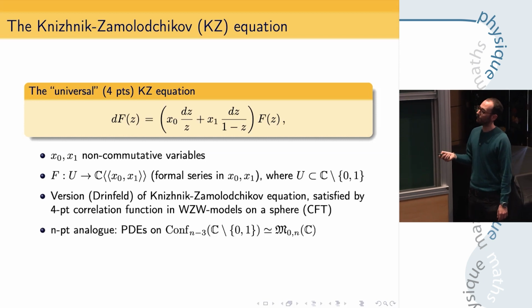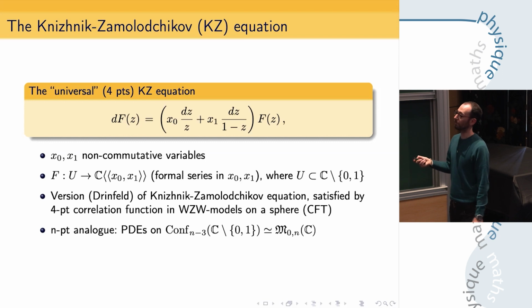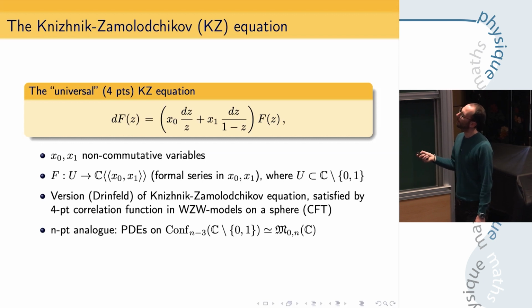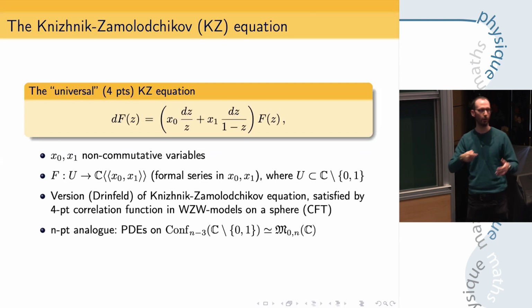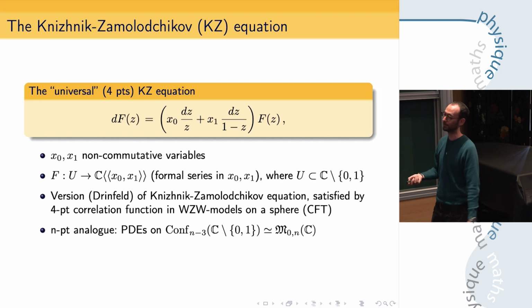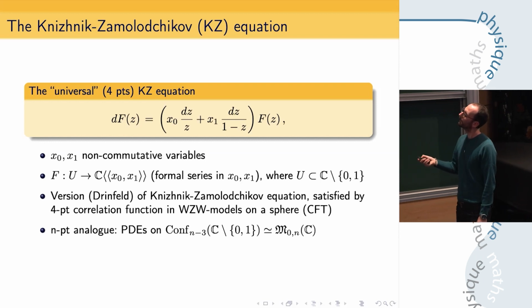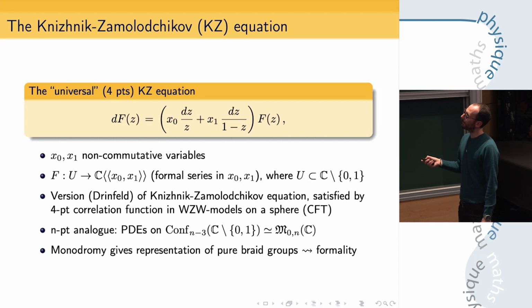So a few comments. So there is an n-point analog of this equation, which is a system of partial differential equations on the configuration space of n-3 points on C minus 0, 1. So you should think of this as M_0,n if you want, but in fact it's really better to think of this as the configuration space of points on a Riemann surface, because that's really the way it generalizes in higher genus. Okay, so that's one thing, but today we're just going to look at this 4-point object.